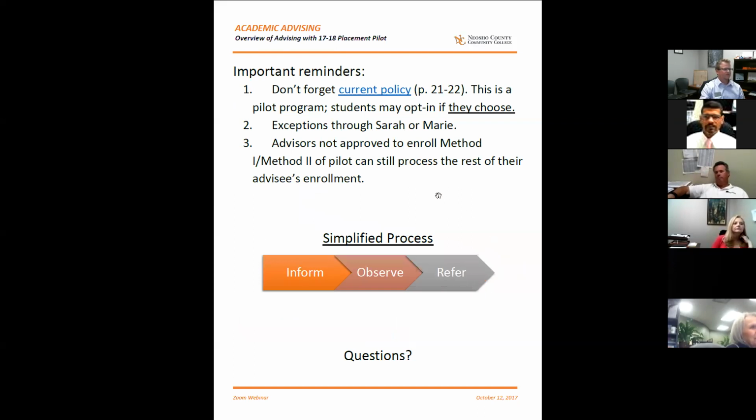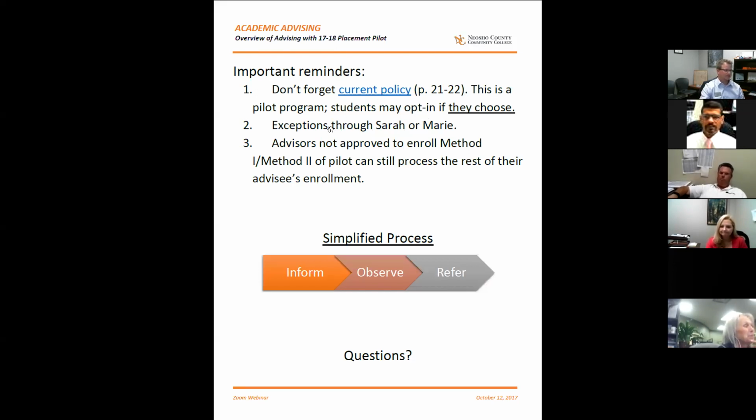All right, so a couple of important reminders. Don't forget, we have our current policy still in place in the college catalog for mandatory placement. So students would follow that and opt into this pilot program after they've been informed about it, if they choose. Students can absolutely see how they would place on their mandatory placement policy, as well as get an evaluation, and then choose to still go back to the current policy. So they have that option at this point in time.